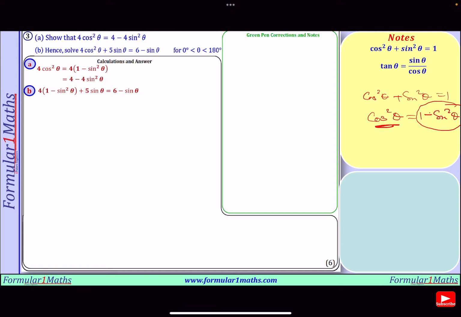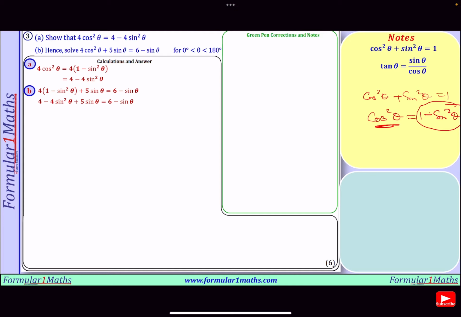For B, hence solve this equation. So instead of this, I'm going to use 1 minus sine squared theta. And so this 4 over here, cos squared theta becomes 1 minus sine squared theta. Your 5 sine theta is still here. This equals 6 minus sine theta. Then I expand this, and I'll get 4 minus 4 sine squared theta plus 5 sine theta equals 6 minus sine theta.